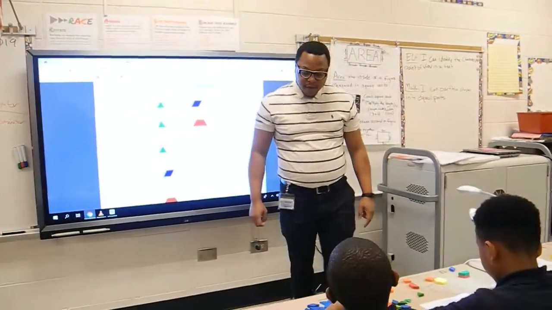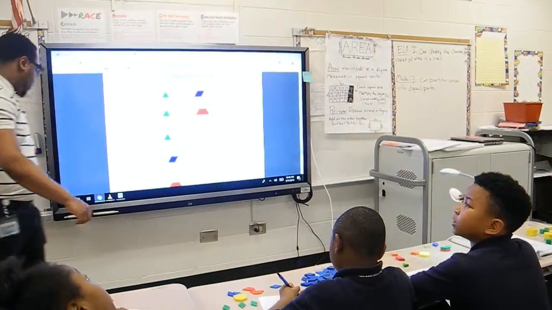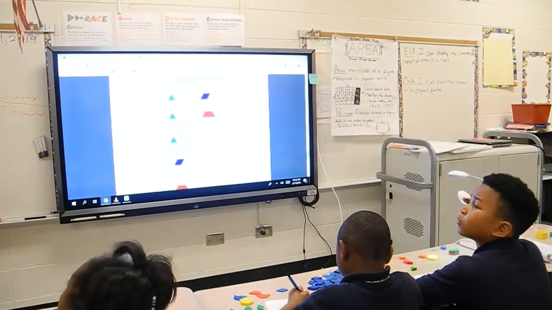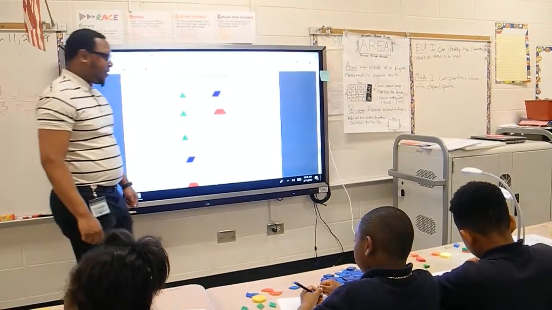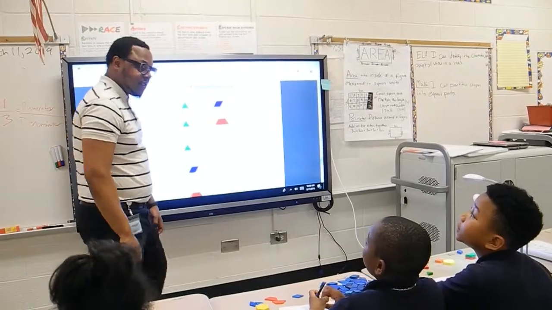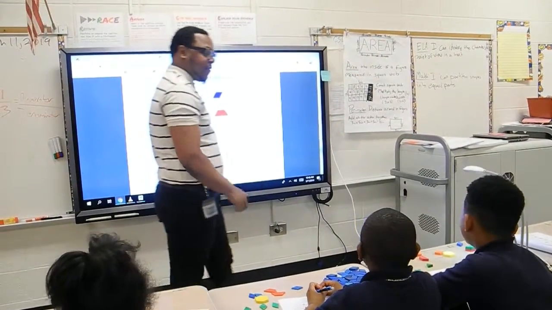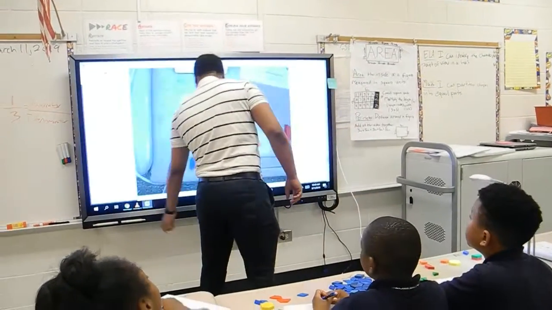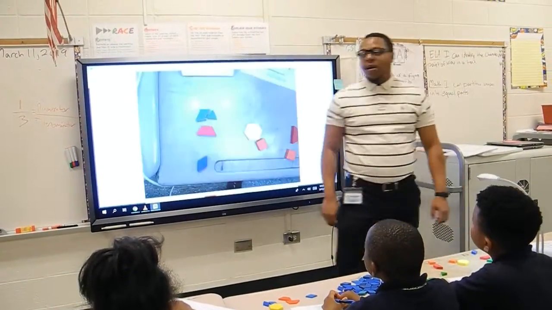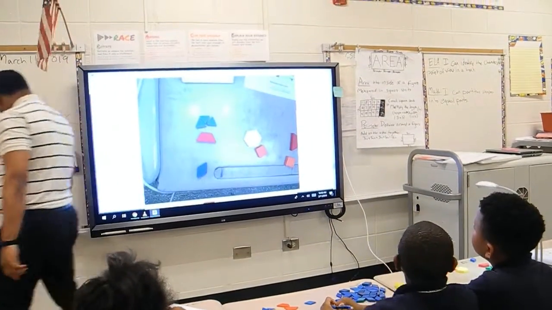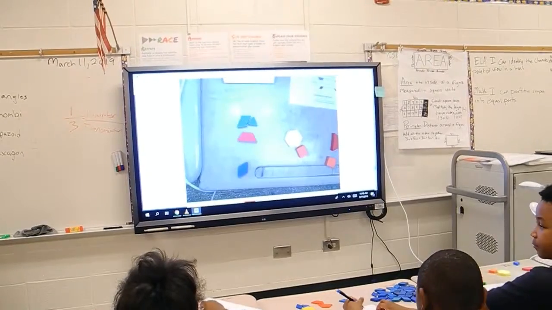What will be the fraction? 1/3. 1/3? Are you sure? Yes. Are you sure? How many parts do you have? Go back. How many parts do we have? 3. We have 3 parts, right? I know we have 3 parts.